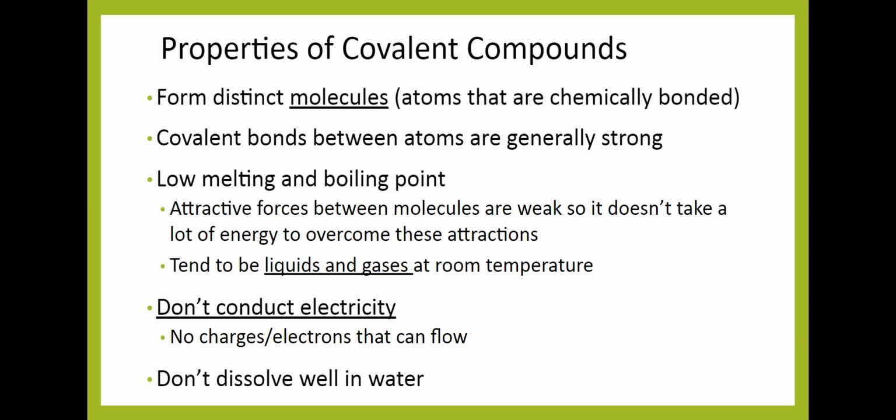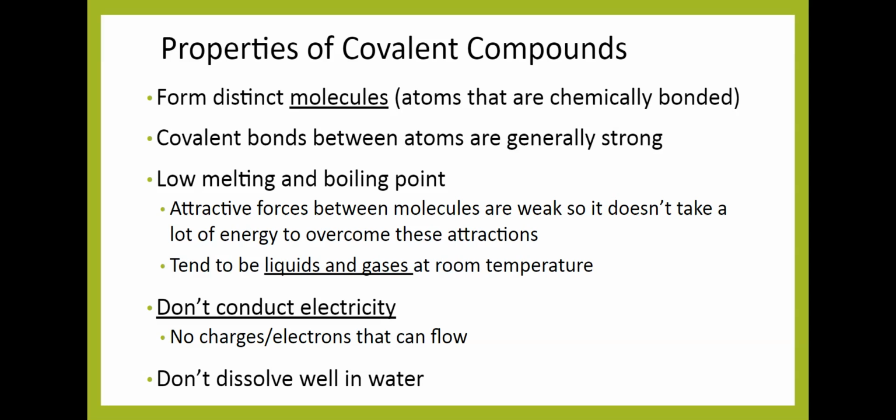Okay, so first of all, covalent compounds form distinct molecules, meaning atoms that are chemically bonded to one another. This is in contrast to ionic compounds that form those 3D crystal lattices that can really vary in size a lot. But with covalent compounds, they have a distinct ending and stopping point versus the ionic compounds.